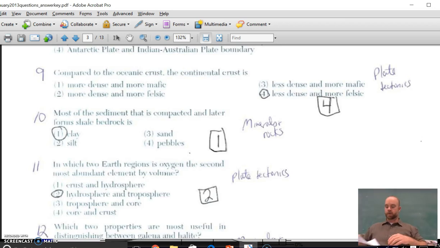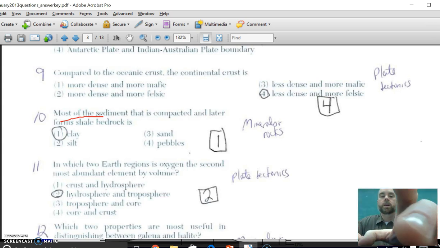All right, now we're going to do the next 10 questions. So, number 10, most sediment is compacted in layer forms. Shale bedrock is... The answer is clay.